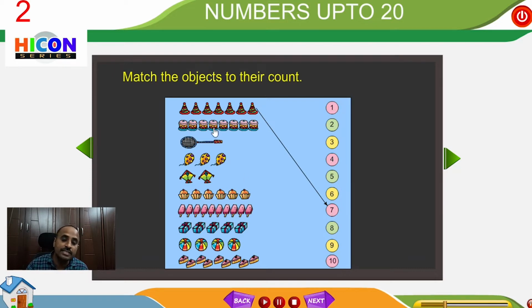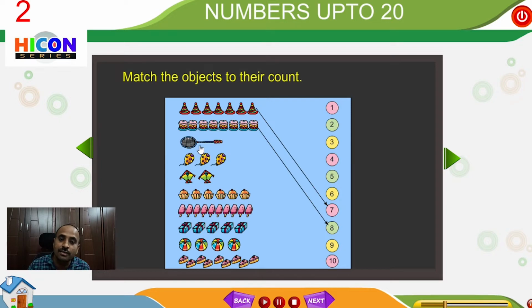So children, see the second set of pictures. In the second set of pictures, you are observing cakes. That means some birthday cakes. How many cakes are there? So let us count: 1, 2, 3, 4, 5, 6, 7, 8. Yes, that is a total of 8 cakes in the figure. Now we have to match these cakes with the number 8. So where is the number 8 among these numbers? Yes, this is number 8. So we have to match the cakes with the number 8 on the right side.